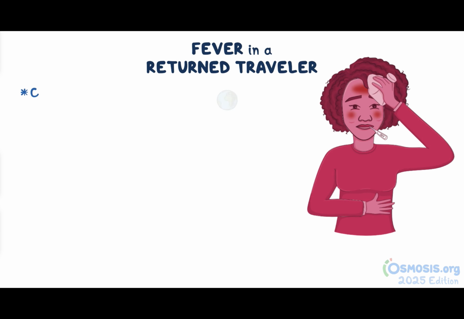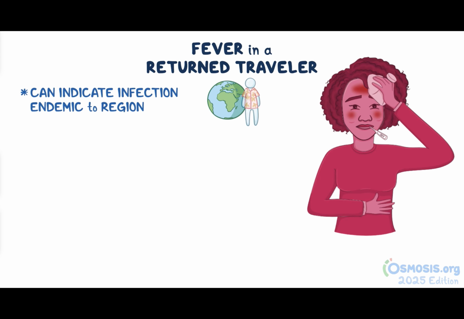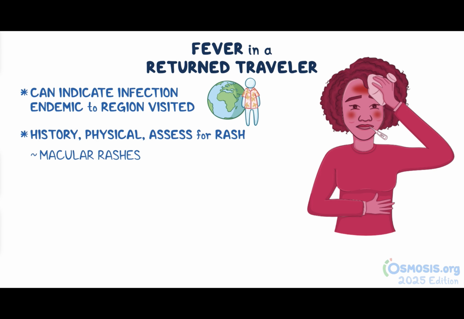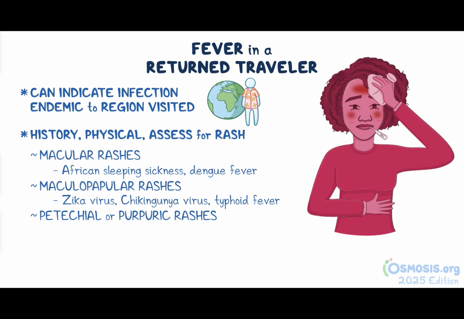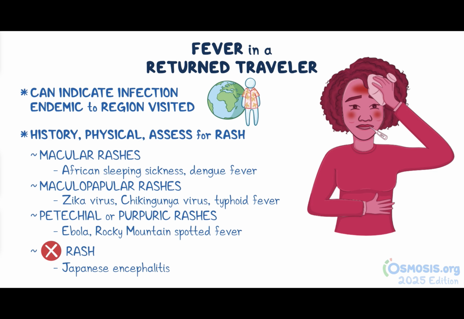Alright, as a quick recap, fever in a returned traveler can indicate an infection endemic to the region they visited. Start by obtaining a history and physical exam, and then assess for a rash. Macular rashes are associated with African sleeping sickness and dengue fever, whereas maculopapular rashes suggest Zika virus, chikungunya virus, and typhoid fever. Petechial or purpuric rashes might be found with Ebola and Rocky Mountain spotted fever. On the other hand, if you don't find a rash, consider Japanese encephalitis, malaria, yellow fever, or traveler's diarrhea.